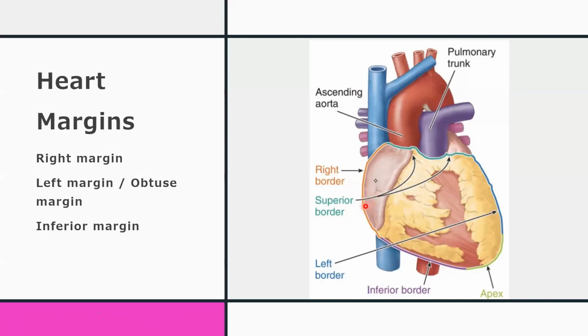Then to describe the heart, we can describe the heart with margins. You have the right margin here, the left margin or the obtuse margin, and the inferior margin, or the borders, right? So the right border you can see here contains the right atrium. The inferior border contains mainly the right ventricle. Then we have the apex here by the left ventricle and the obtuse margin again by the left ventricle.